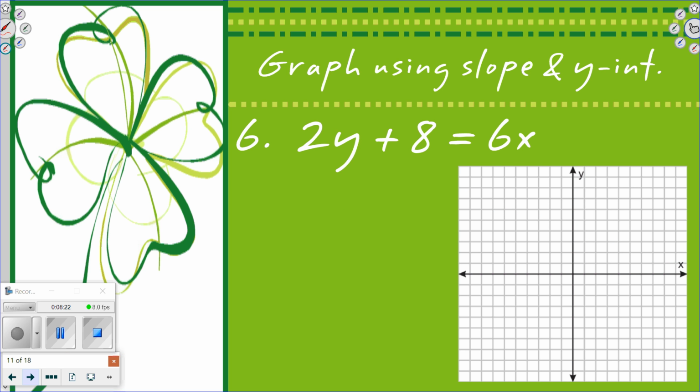All right, number 6. What do we got to do first? Y by itself. So 2y equals 6x. The positive 8 moves over there as negative 8. Divide everything by 2. So y equals what? Good. 3x minus 4. So where is your starting point or your y-intercept? Okay, that is your starting point. So I'm going to go down 4 and put my first point.